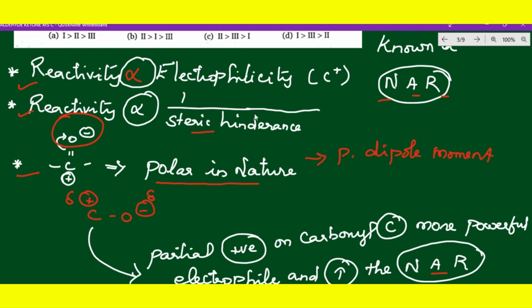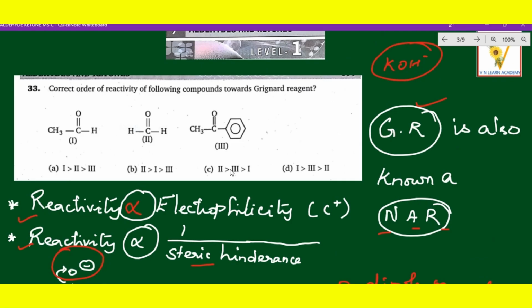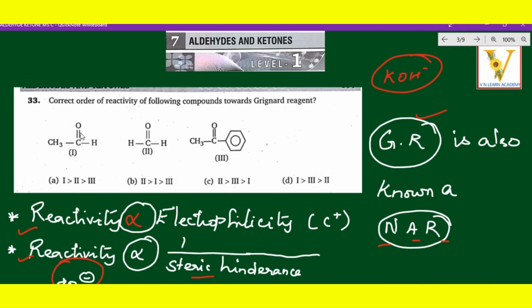So reactivity is directly proportional to electrophilicity, which is the partial positive charge on carbon, and inversely proportional to steric hindrance, many carbon groups together with that keto group, right? Now, these points will help you identify the correct option. According to that, formaldehyde has no steric hindrance, it is HCHO, with free movements.